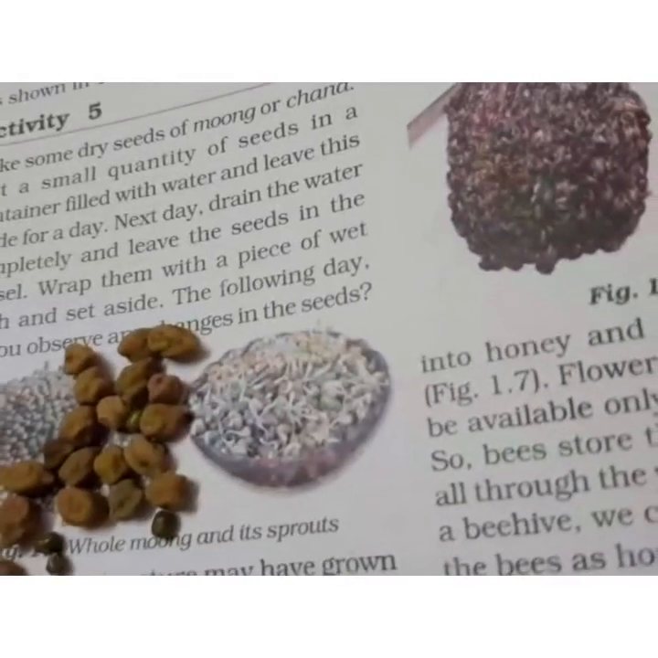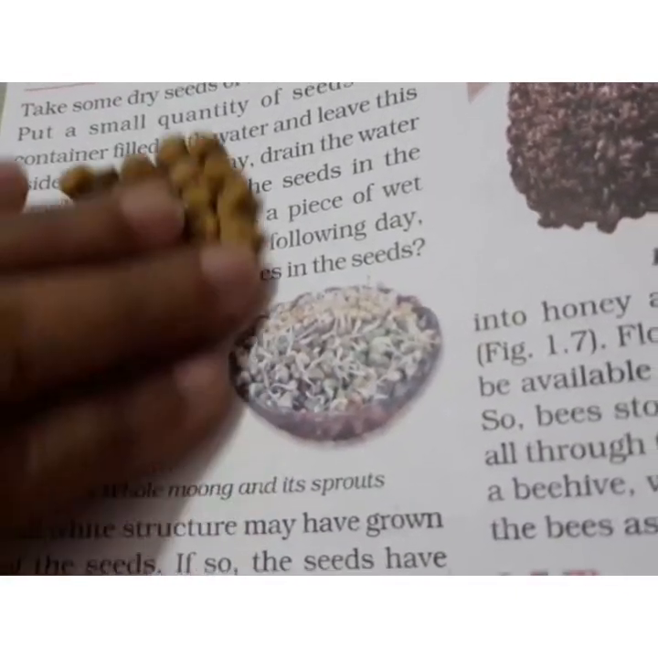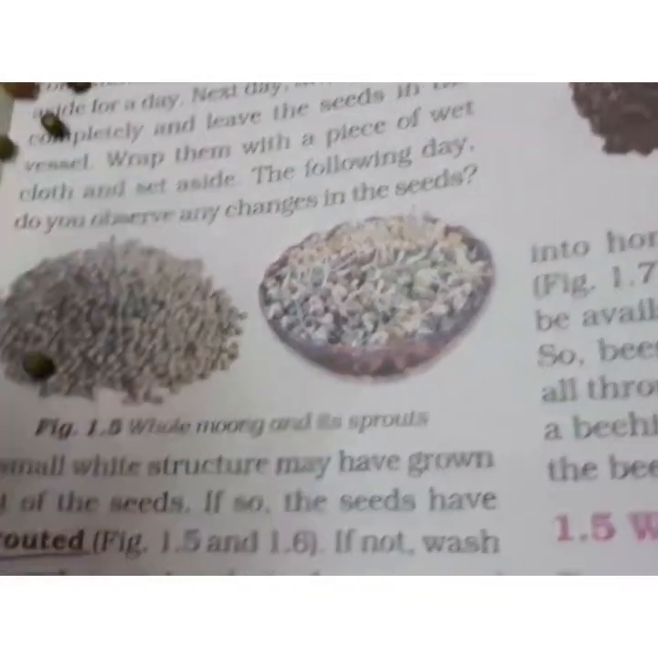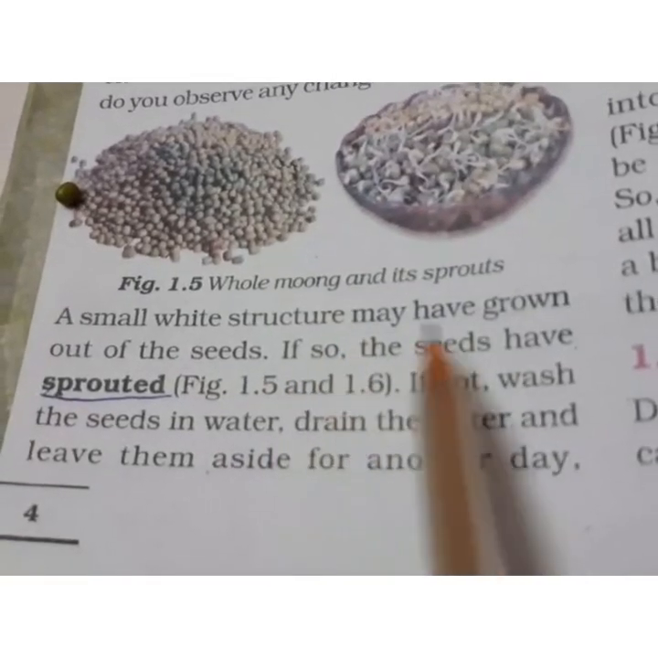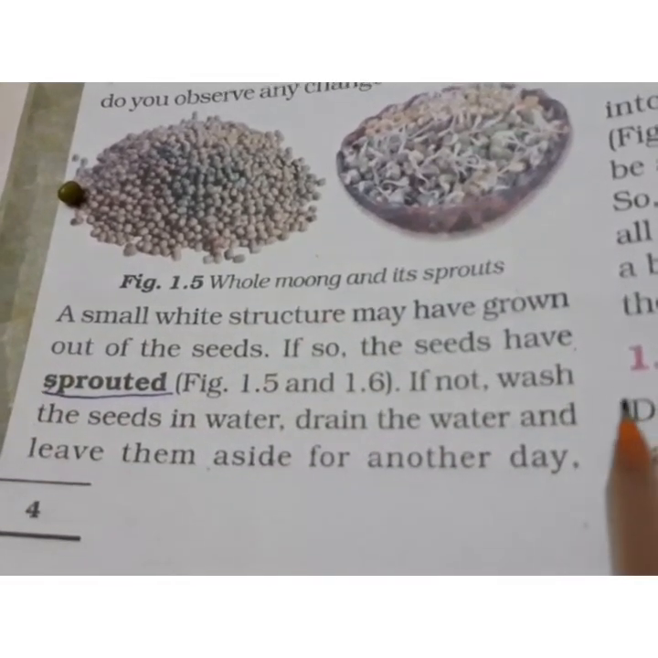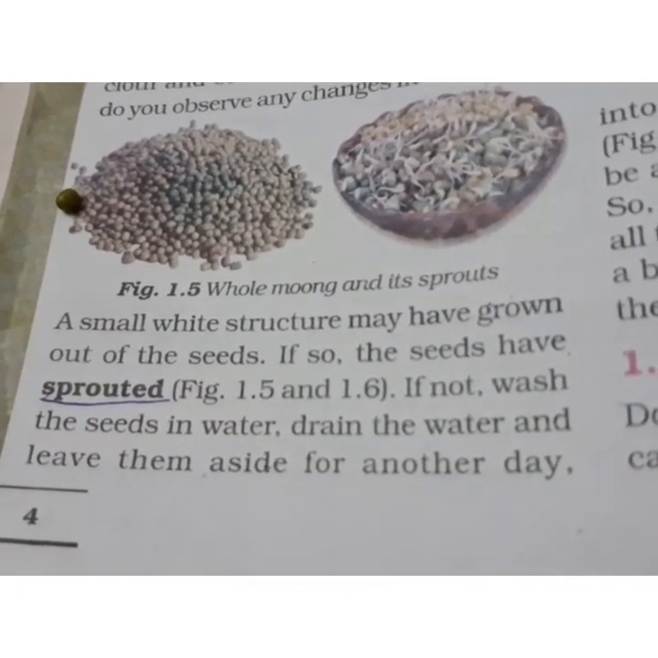Now we move on to the next part. A small white structure may be grown out of the seeds. As I explained, a small structure you can see. If so, the seeds have sprouted. If not, wash the seeds in water, drain the water and leave them aside for another day.